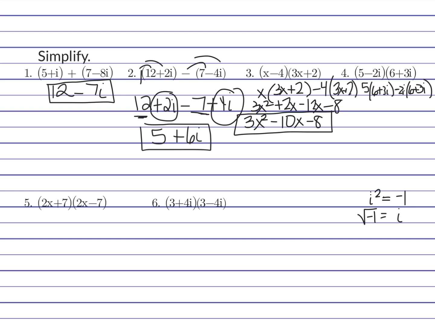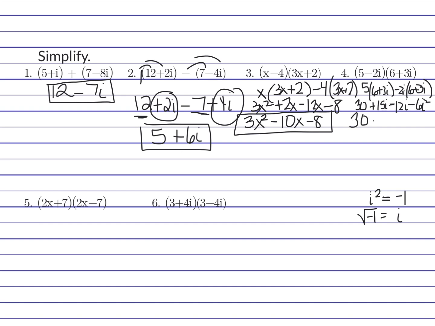Now I'm going to distribute. 5 times 6 is 30. 5 times 3i is 15i. Negative 2i times 6 is negative 12i. Negative 2i times positive 3i is negative 6i squared. I'm going to combine like terms.